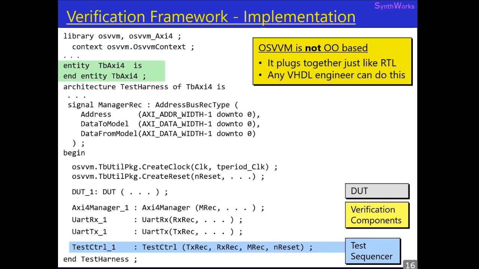This is a specific order. It's about VHDL 2008 and external names. So we always do test control last. We always do the DUT first. That maximizes your capability with VHDL's external names or our hierarchical reference capability.